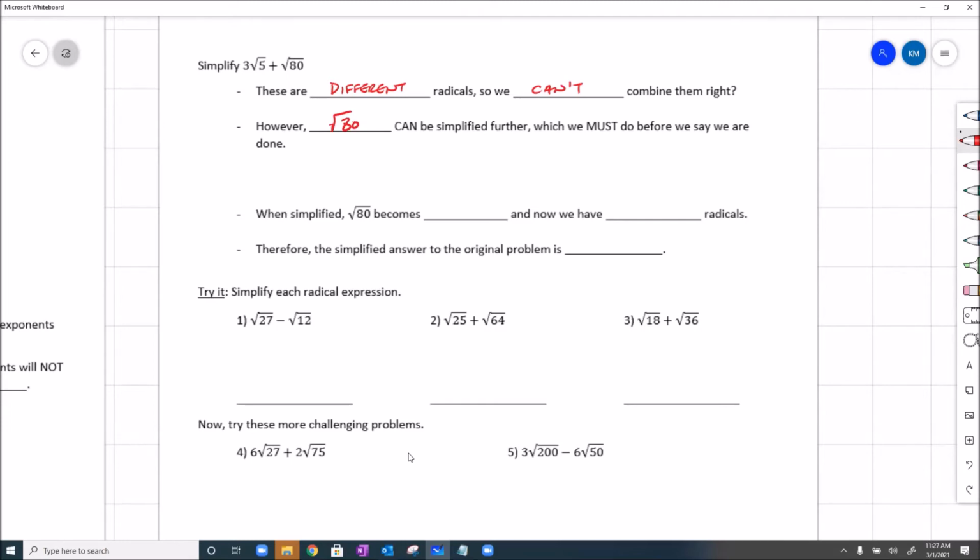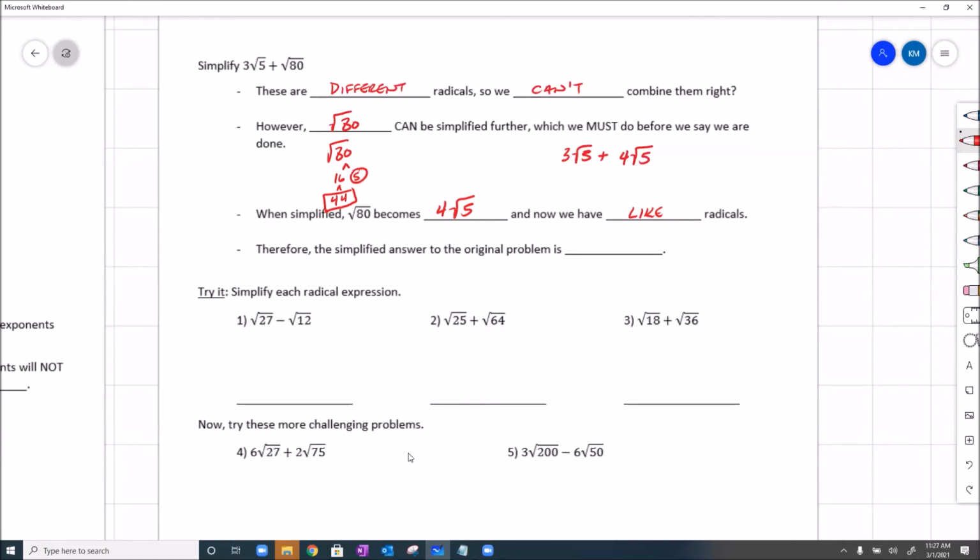So, as we simplify radical 80, looking at pairs of numbers, I'm going to say, hey, 16 times 5, 4 and 4. So we have a pair of 4s that goes on the outside, and a 5 that doesn't have a pair, so it stays inside of our radical. Now we have like radicals. These are like terms now. So we have 3 radical 5 plus 4 radical 5.